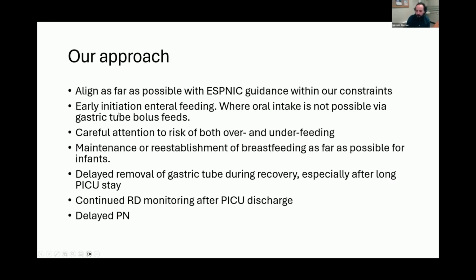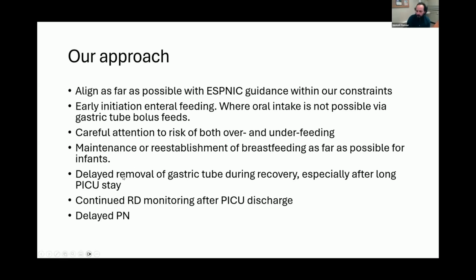We practice, as far as possible, early initiation of enteral feeds. I think we would generally be trying to initiate enteral feeds within the first 24 hours. And for most of our patients who are ventilated, this is via the gastric tube. And we provide bolus feeds unless there's some other compelling reason to provide continuous feeds. We pay very careful attention to the risk of both overfeeding and underfeeding, like other speakers have spoken about. And particularly in our unit, where we mainly deal with younger infants, we are very careful to try to maintain or reestablish breastfeeding as far as possible in that group.